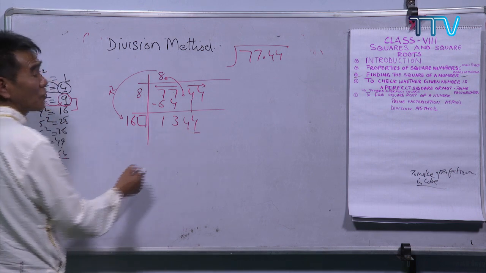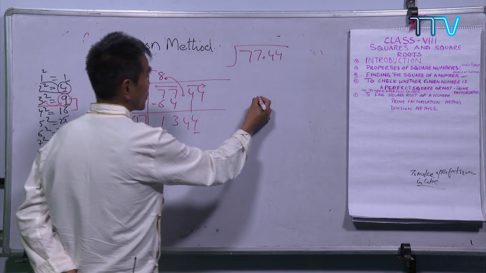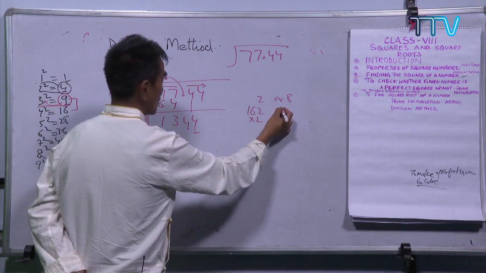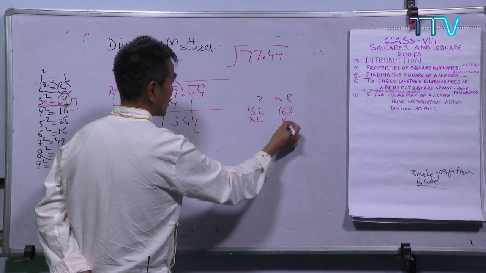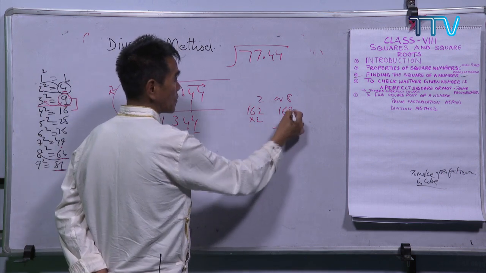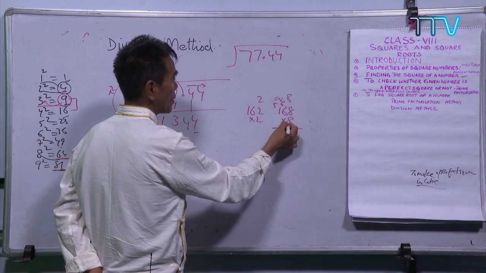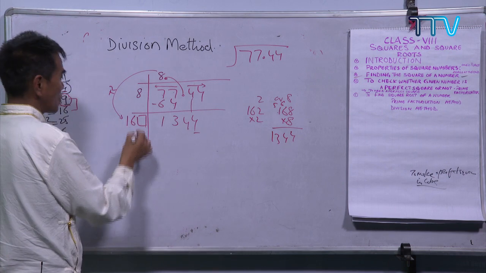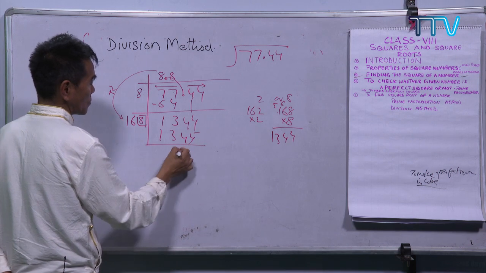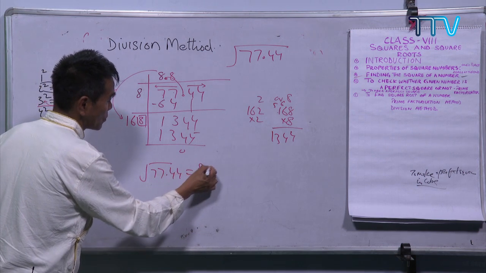In the unit place, the digit 2, and 8 squared. You multiply 162 by 2, and 168 you multiply by 8. 8 times 8 is 64, 6 times 8 is 48 plus 6 is 54, and so on, giving 1344. So you put 8. So the square root of 77.44 is equal to 8.8.